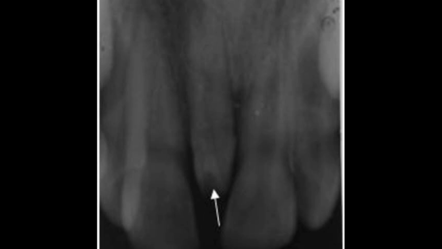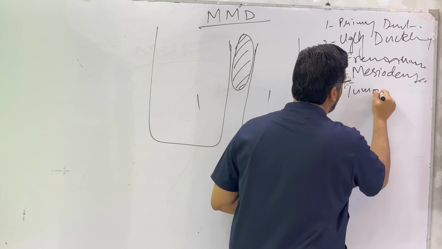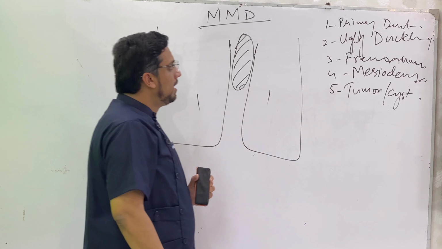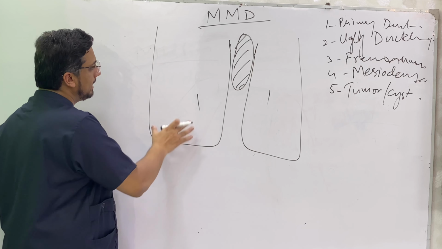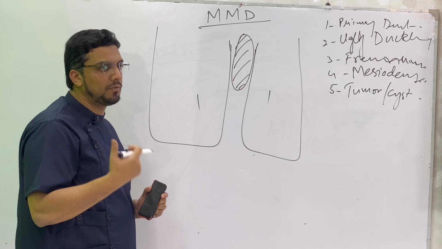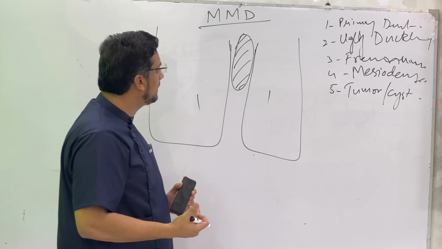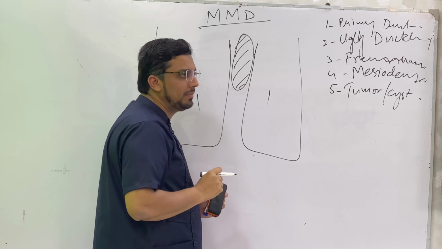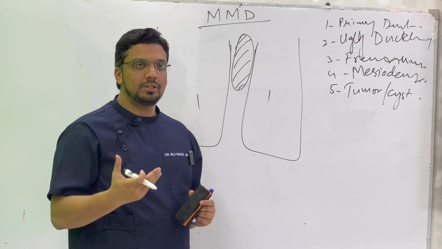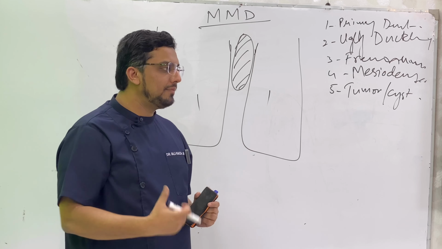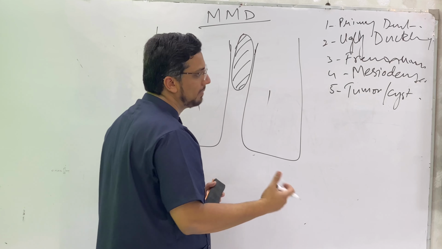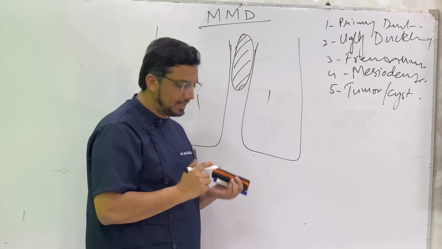Okay, and there could be any pathology. Pathology means there could be any tumor or cyst in between the central incisors. Moving on to the other causes, the central incisors can be at fault as well. There could be a periodontal problem, and due to the periodontal problem, you would see the flaring of the upper incisors. And when you see the flaring of the upper incisors, a gap will start appearing in between the central incisors.